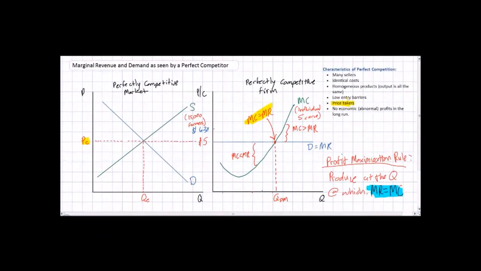In our next lesson, we're going to add the average total cost and average variable cost curves to our perfectly competitive firm diagram to determine the level of economic profit that a firm is earning based on its average revenue and its average total cost, which would give us the per unit profit. And then we'll see what the implications of low entry barriers are to the likelihood of a perfectly competitive firm earning profits in the long run.